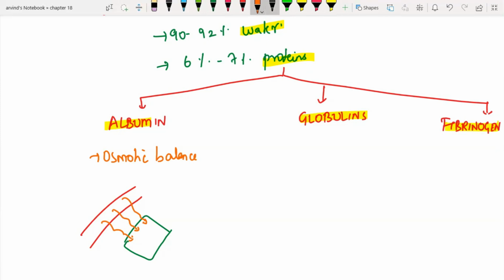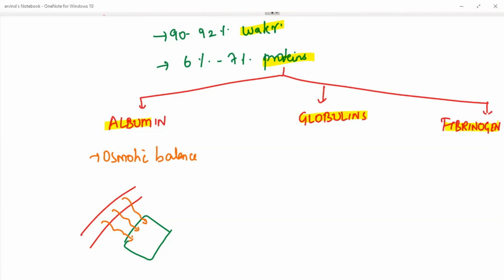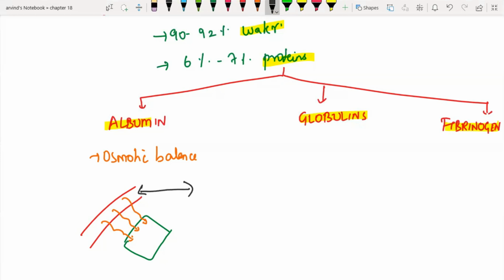So only when the gradient is created, or when there are other pertaining factors that can promote osmosis, the movement of substances can take place, right? So in order to maintain that gradient, in order to regulate the flow of substances from the bloodstream into the tissues, there has to be a balance between the concentration of the substances both in the bloodstream and the tissue. So such a balance in the concentration of substance, which in turn is going to put a check on the osmotic process, is called osmotic balance.